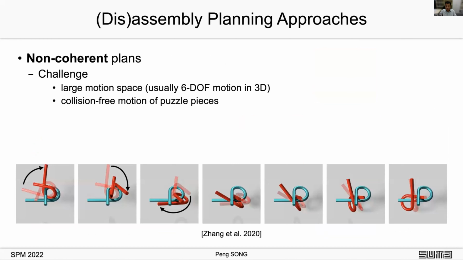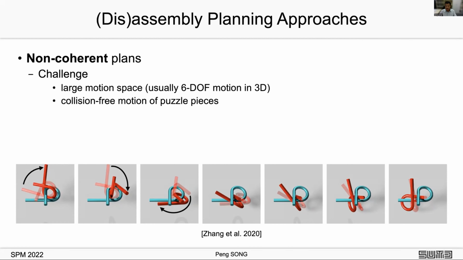Finding a non-coherent plan is a challenging task, since each puzzle piece can move without contacting each other. Each puzzle piece has a large motion space, usually 6 degrees of freedom motion in 3D. And our disassembly planner needs to ensure that there is no collision among the puzzle pieces during their movement.